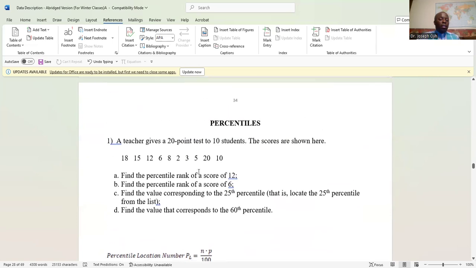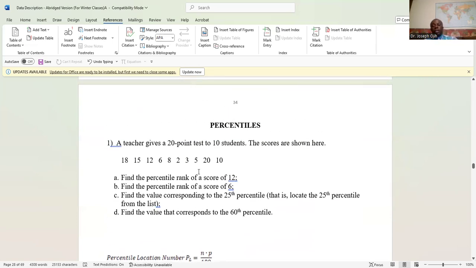It says a teacher gives a 20-point test to 10 students. The scores are shown here: 18/20, 15/20, 12/20, 6/20, and so on. A, find the percentile rank of the score of 12. B, find the percentile rank of the score of 6. C, find the value that corresponds to the 25th percentile, that is, locate the 25th percentile from the list. D, find the value that corresponds to the 60th percentile.